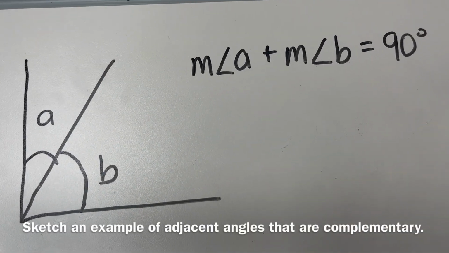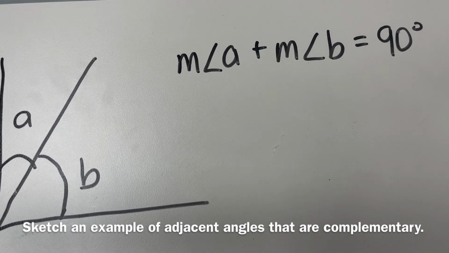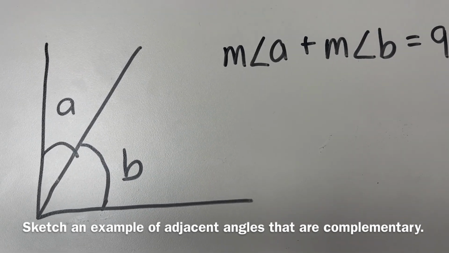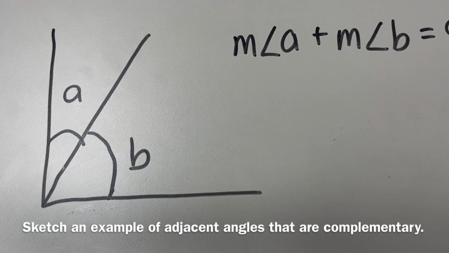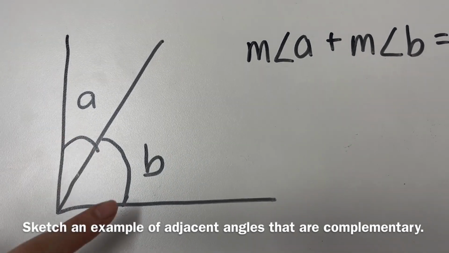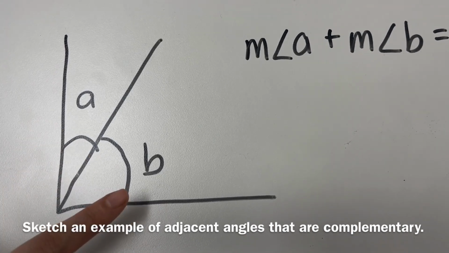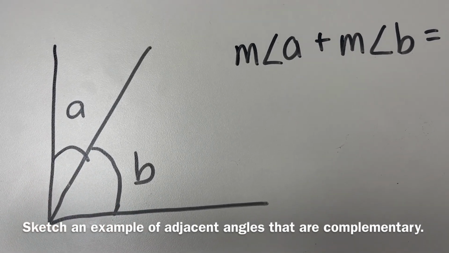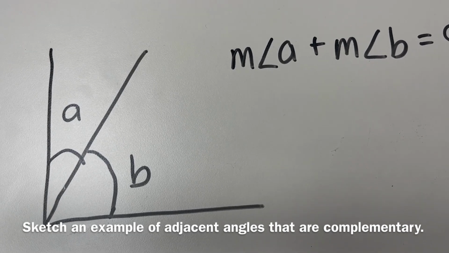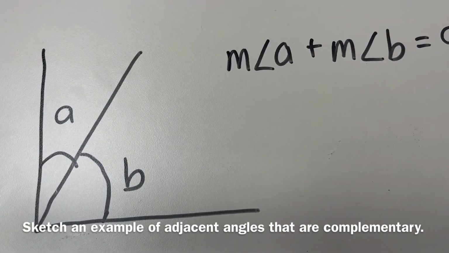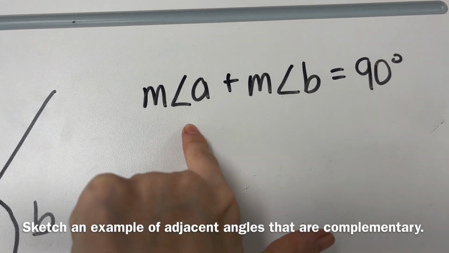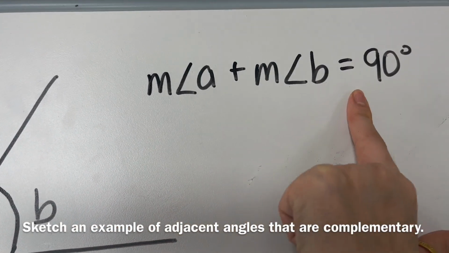All right, for the next question, it says to sketch an example of adjacent angles. And we know that adjacent means literally right next to each other. So I went ahead and sketched angle A and angle B that are right next to each other. And they have to be complementary. So that means when 2 angles are added together, their sum turns out to be 90 degrees, right? So I went ahead and put that. Measurement of angle A plus measurement of angle B equals 90.